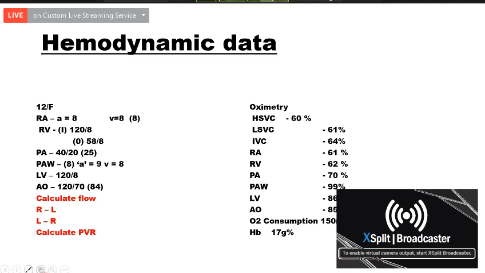The condition in which all the three pressures are equal is overriding of aorta. No, aorta need not override. Tetralogy of Fallot. Tetralogy of Fallot is the condition where you can get equalization of systolic pressure of the RV, LV, and aorta. Right. Okay. Equalization is possible, sir, in this case, because there is an RVOT gradient.